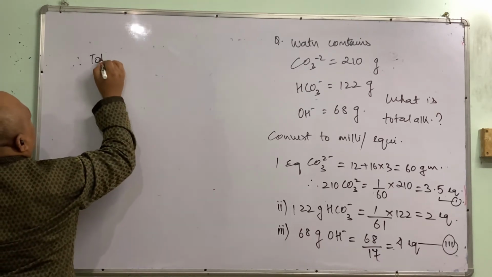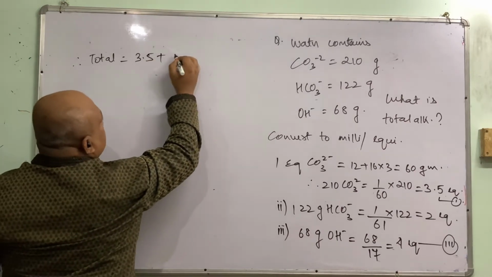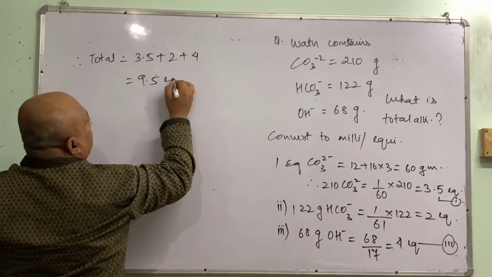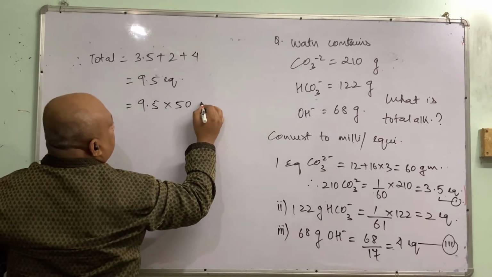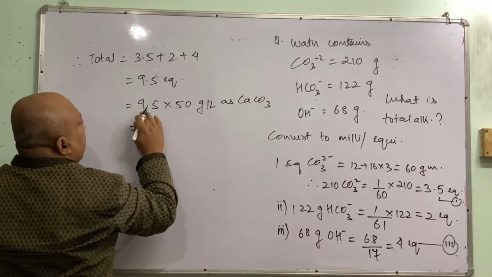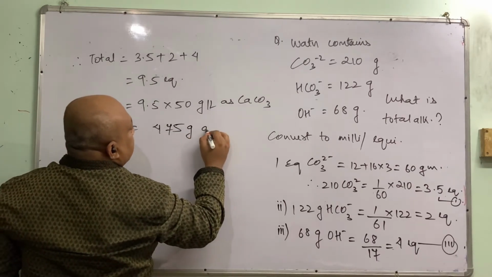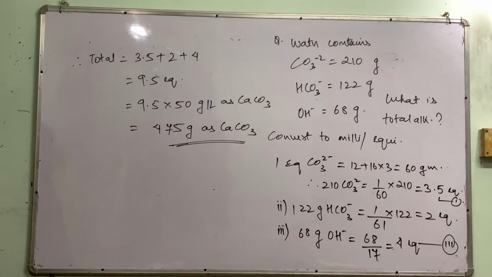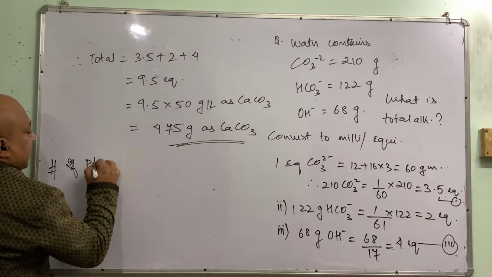Therefore, total is equal to 3.5 plus 2 plus 4, which is 9.5 equivalent. That is 9.5 into 50 grams per liter as calcium carbonate. 9.5 into 50 is 475 grams as calcium carbonate. So this is the total alkalinity. Is it okay?